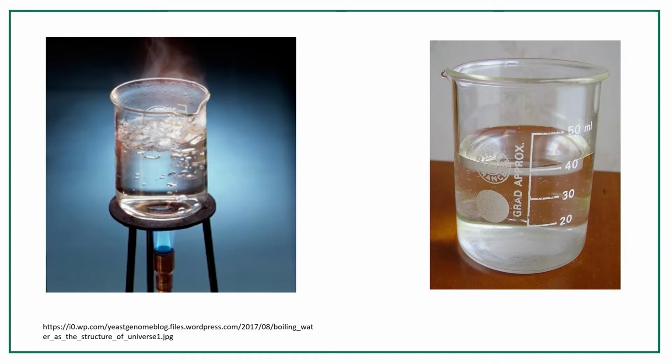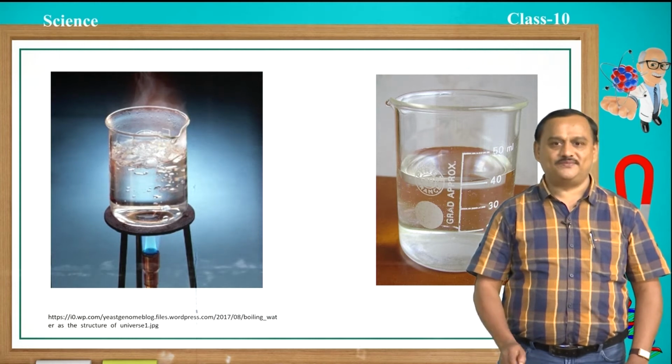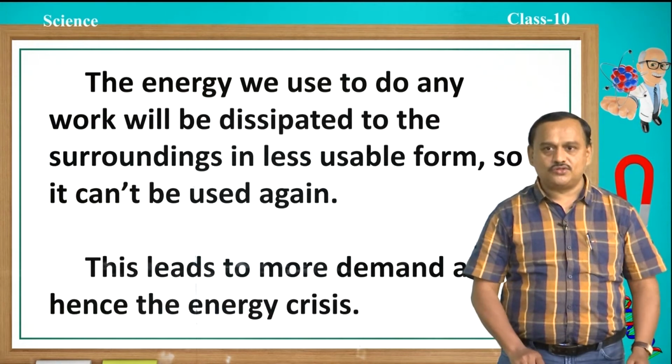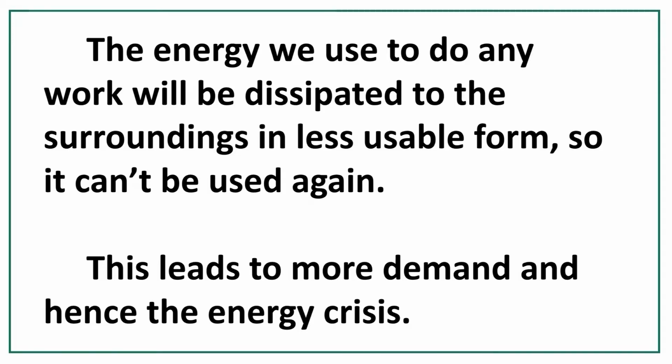To boil the water again, we require some other source of energy, whether it is wood, charcoal, electrical energy or gas. Some other energy we require. So that creates the demand. Now I think you understood what the energy crisis is. The energy we use to do any kind of work will be dissipated into the surroundings in a less usable form. So it can't be used again. This leads to more demand and hence the energy crisis.